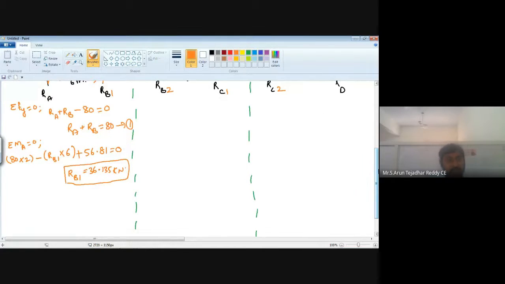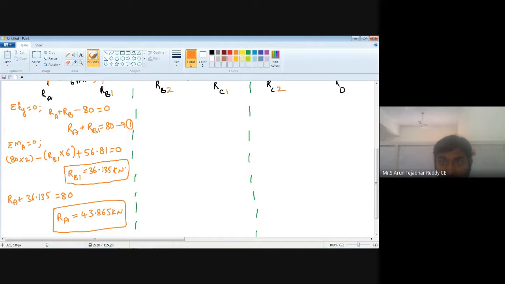Now this RB1 value, substitute in equation number 1. Then you will get the RA value. RA plus 36.135 is equal to 80, where RA is equal to 80 minus 36.135. That is 43.865 kilonewton. So these two are the reactions from the first span A to B.